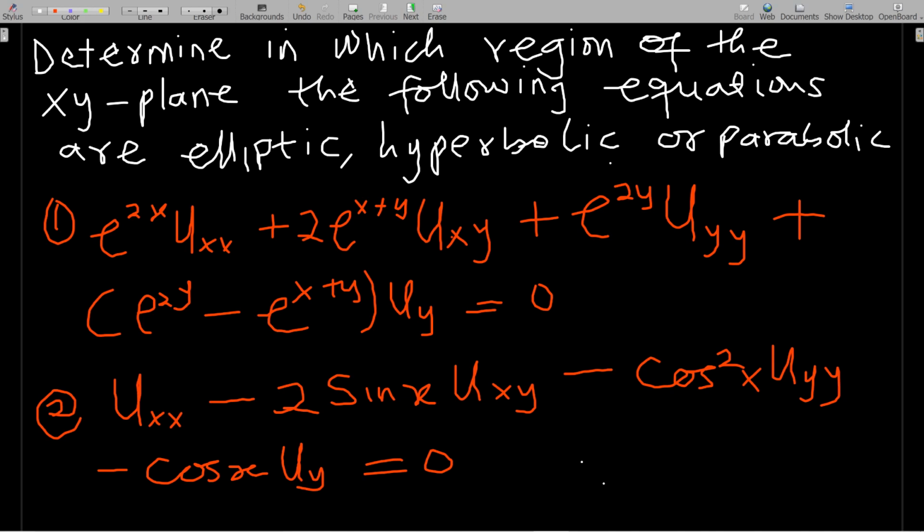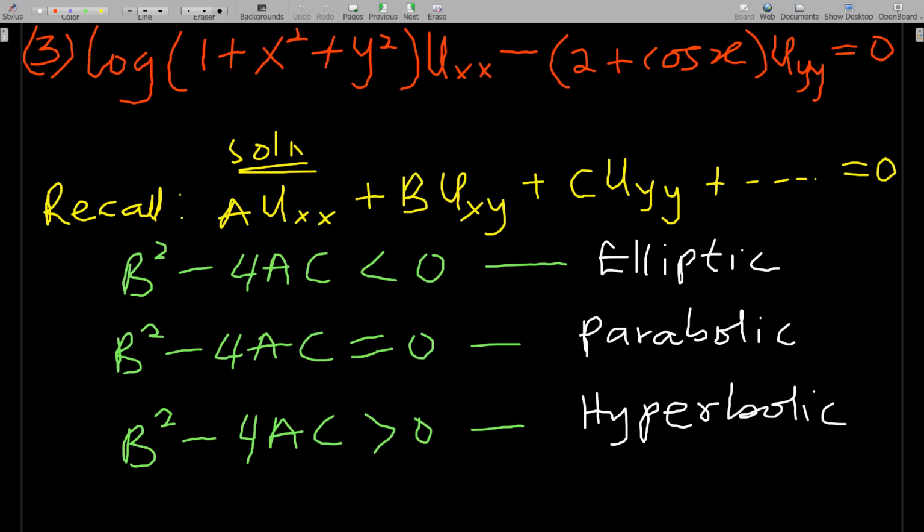Let's start. Determine in which region of the xy plane the following equations are elliptic, hyperbolic, or parabolic. Originally we know that we can classify second order PDEs as elliptic, hyperbolic, or parabolic. We have three examples here that we're going to go through. The first one is e to the power 2x uxx. I've written all these again, but I just want to show you the questions. This is the third one.